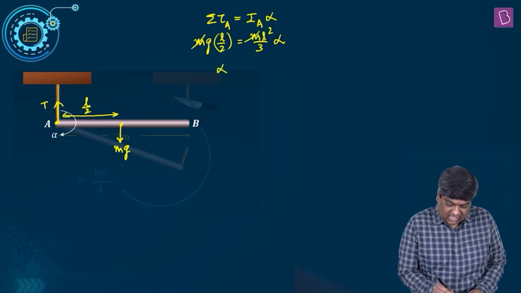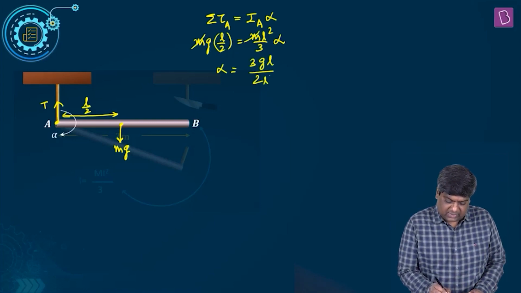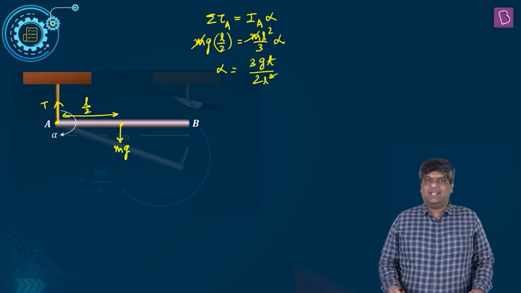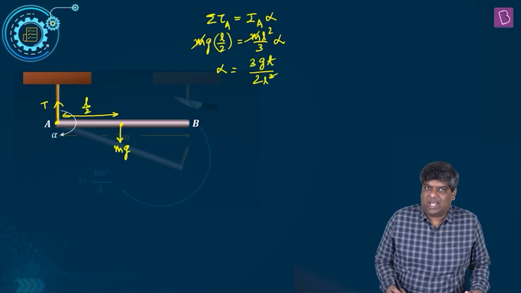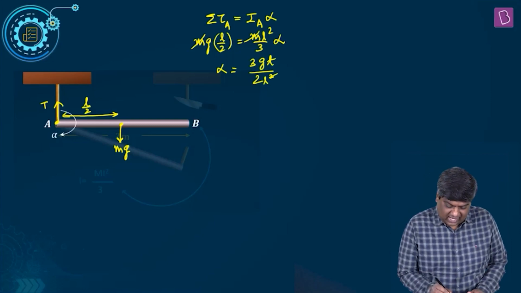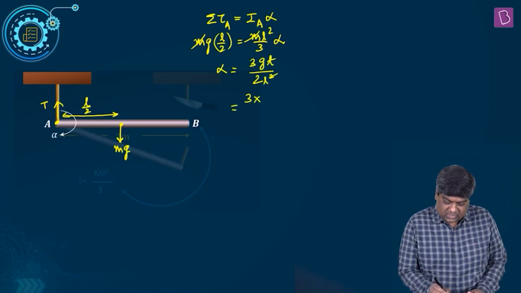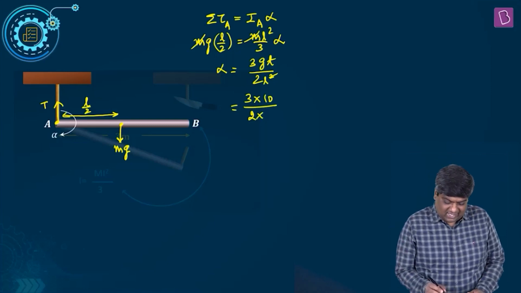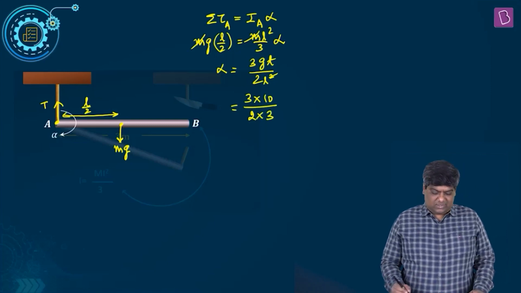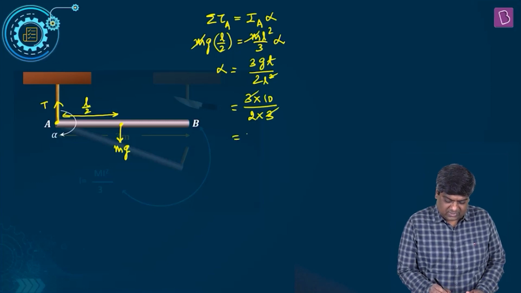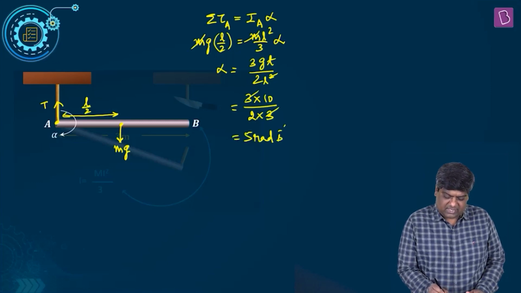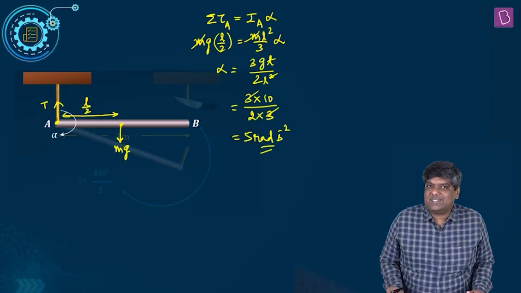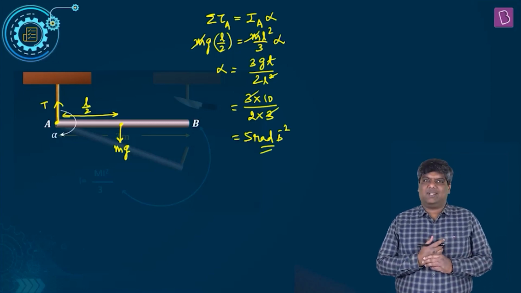And what is alpha? Alpha will be 3gl by 2l squared. I can cancel one l. It is 3g divided by 2l. That's the required answer. And you have 3 into g, which is supposed to be taken as 10, divided by 2 into L. What is L? Well, L is 3 meters. Agreed? So you will have 10 by 2, which is 5 radian per second squared, and that, my students, is the required answer for this particular question.